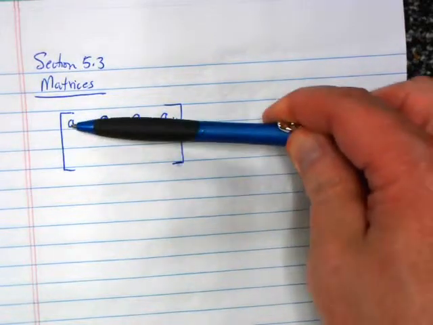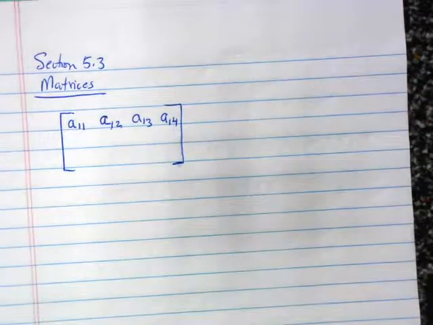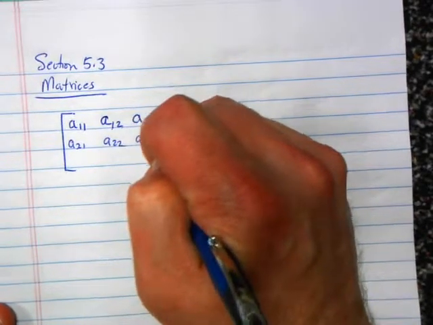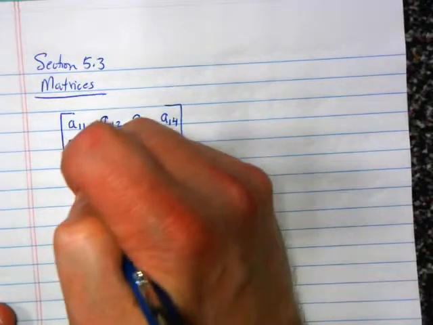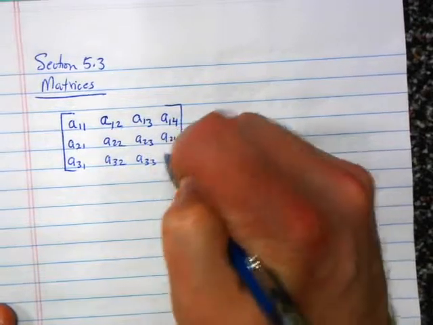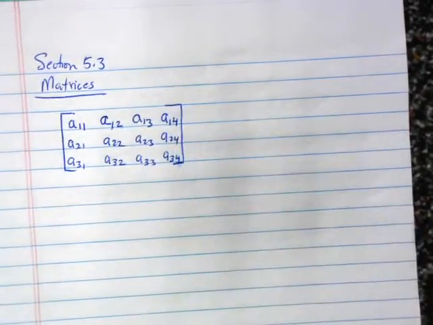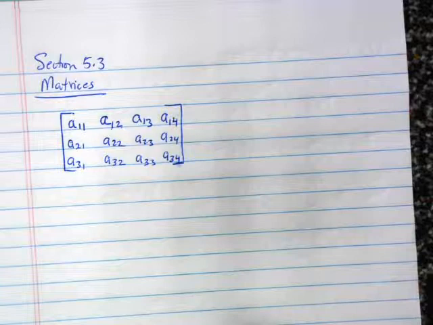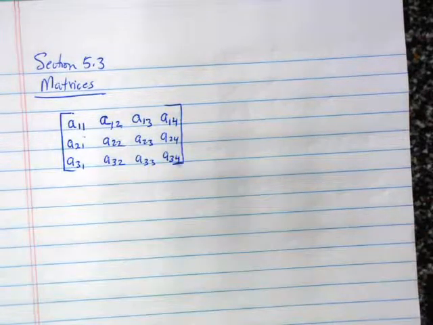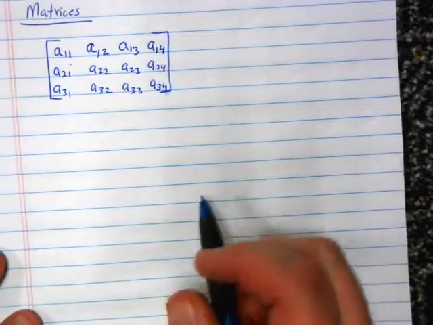And then how about if I go down to the next row? A21, A22, A23, A24, so on and so forth. And A31, A32, A33, and A34. Okay. Usually these things are numbers, but they don't have to be numbers. They could be functions. And we will talk about matrices that have functions in them here in a few minutes. All right, the first thing we need to know about matrices is how do you add, subtract, and multiply matrices.